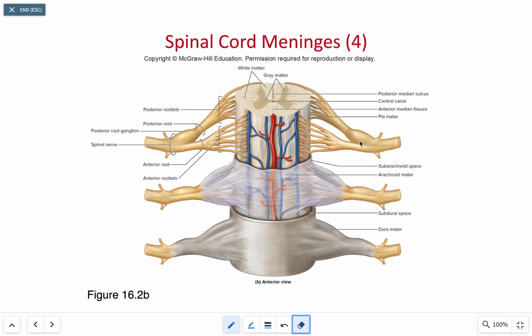So when we're looking at the divisions of the spinal cord or the spinal nerve, we usually have sensory coming in from the back and motor coming in from the anterior compartment. We can also start to begin to see the differences of the gray matter and white matter, which we'll talk about here in a second.